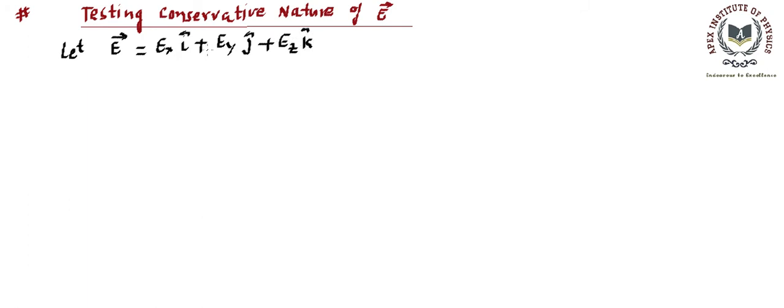And they may ask you to identify whether this expression is representing the electric field, or they may ask you to identify whether this given expression is conservative or not. So to check whether a given expression is conservative or not, we need to find this determinant. So we will be solving one determinant.